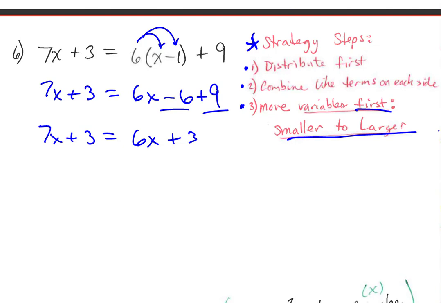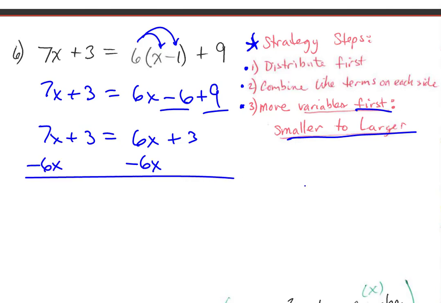Variables first means I'm going to look only at the variable terms. So here I have a 7x on the left and a 6x on the right. So only look at those. Forget the plus 3's that you see for a second. And I want to move the smaller one to the larger one. Well, out of 7x and 6x, obviously 6 is smaller than 7. So I move that one, and when I say move it, we're going to subtract it. We're going to do the operation that would undo or get rid of it. Well, if I subtract 6x on the right side, I must do the exact same thing on the left.